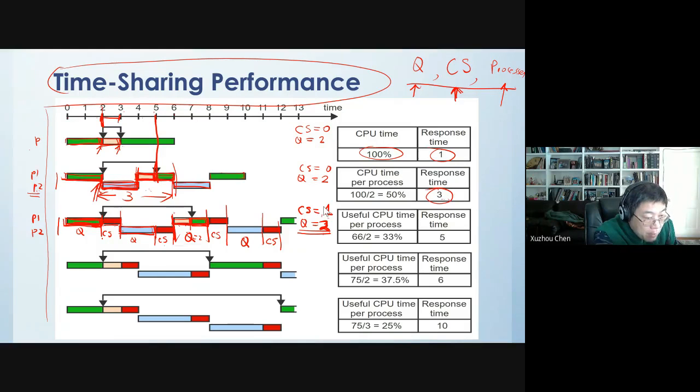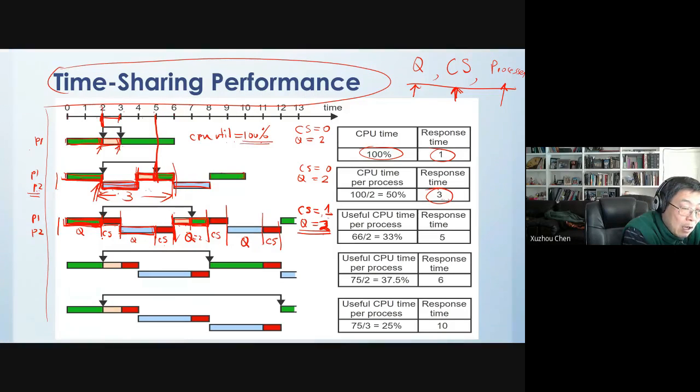Now, in this particular case, there are two things you need to think about. In the first case, the context switching time is 0, and the time quantum is 2. So process 1 will continuously use the CPU. So the CPU utilization is 100%. Okay. Now, in this case, there's no context switching time. This context switching time is ignorable. So the CPU is either allocated to P1 or P2. So the total CPU utilization is still 100.